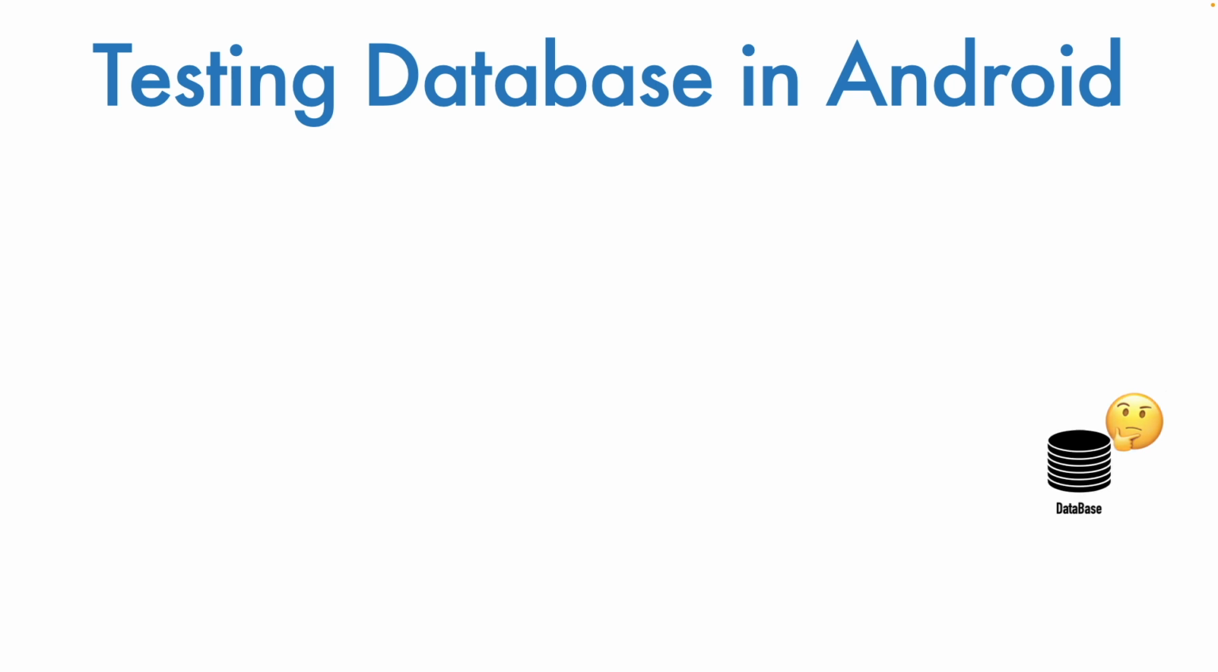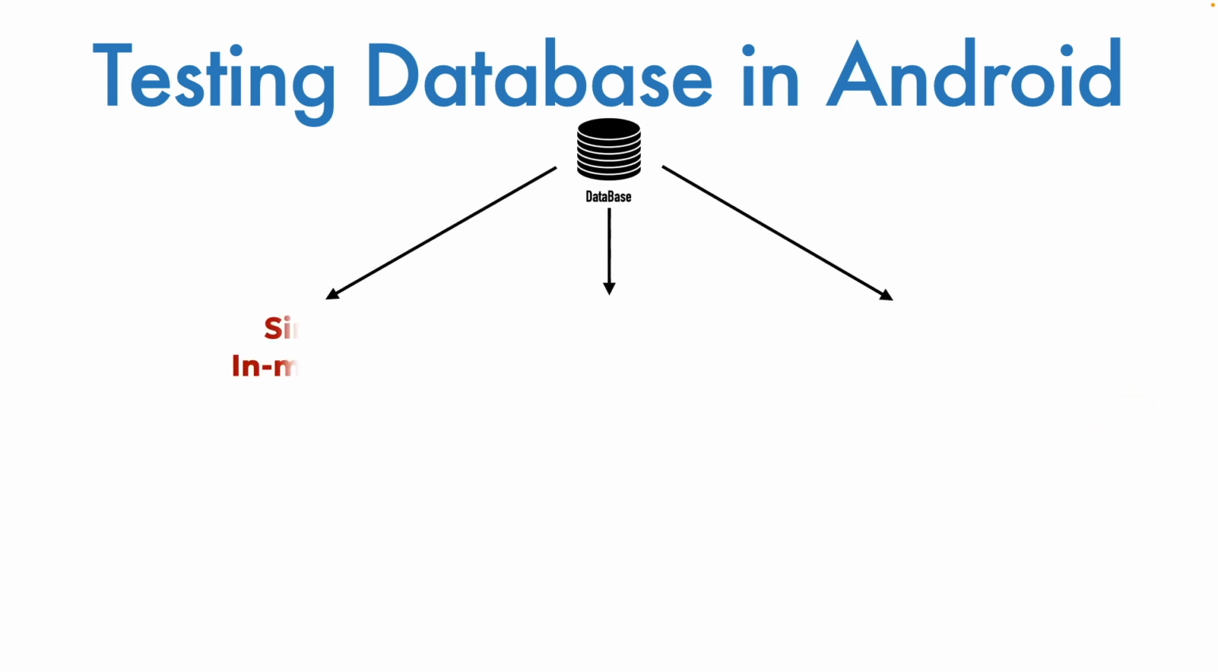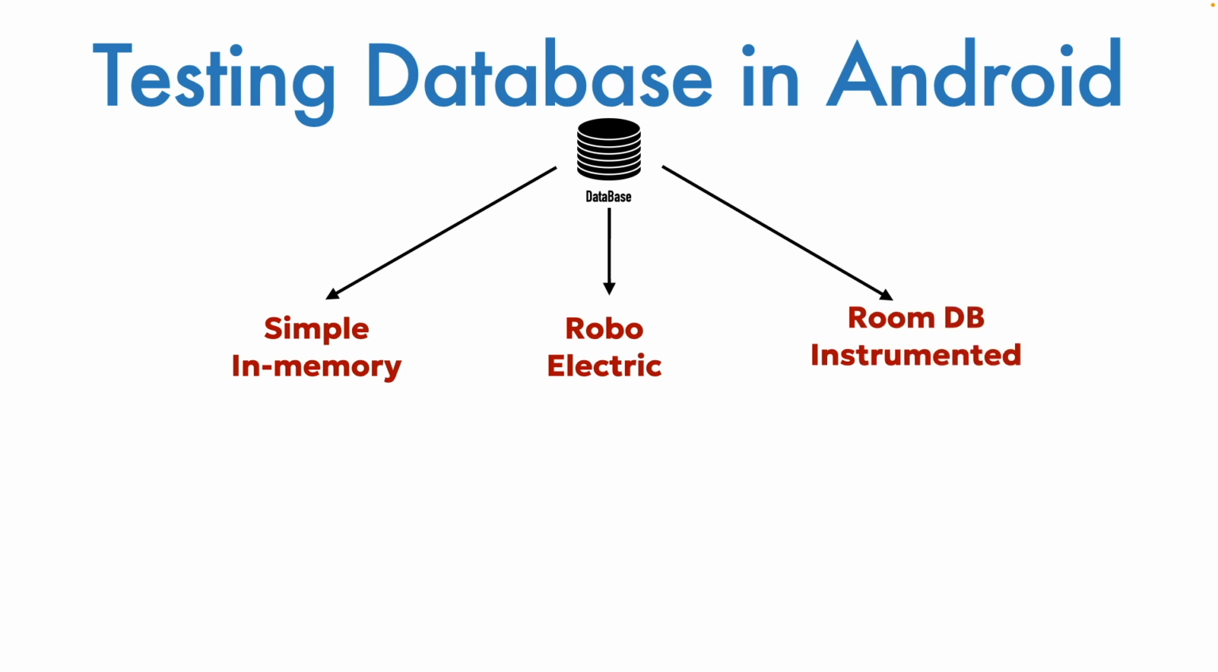Well, there are three ways in which you can test the database. One is a simple in-memory way of testing. The second one is using a framework called Robolectric. And the third one is that Android itself provides a framework which allows you to test the database in an instrumented manner. So let's quickly compare and contrast these three things to get a sense of how testing the database in these three different ways would mean different things.